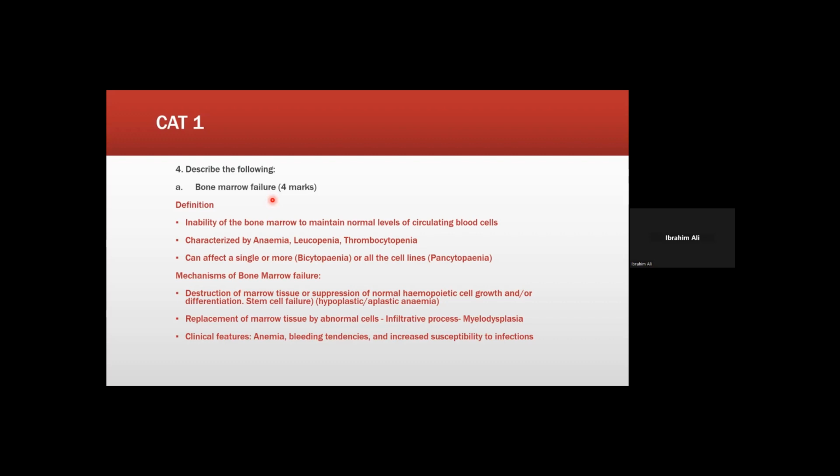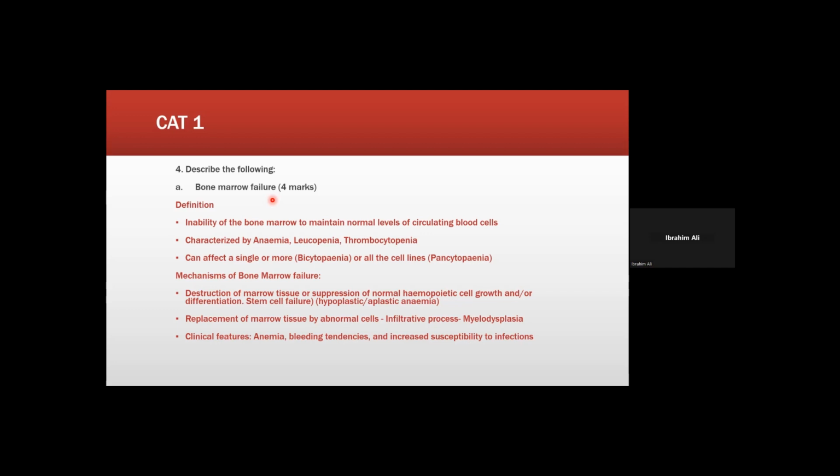Sometimes these cells can be replaced by abnormal marrow tissue, as in myelodysplastic diseases. I don't know if you have covered myelodysplastic syndrome. If you haven't, you're going to cover it very soon in hematology.